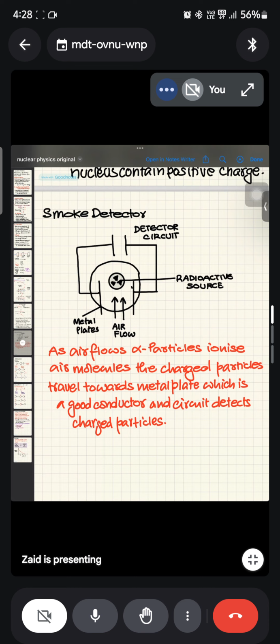Alpha particles ionize the smoke particles in the air molecules. Once they are ionized, they become ions, meaning electrons are released. Those electrons are going to travel through the metal plates. Metal is a good conductor. A circuit is connected, a bell will ring or there will be a beep. From there you can know that there is smoke.